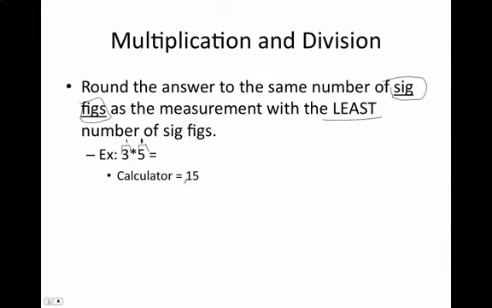That's the largest number. So here, because the number after the 1 is a 5, that means I round this up. That means my answer rounded to the correct number of sig figs is 20.